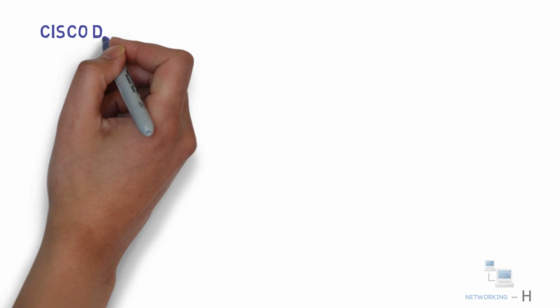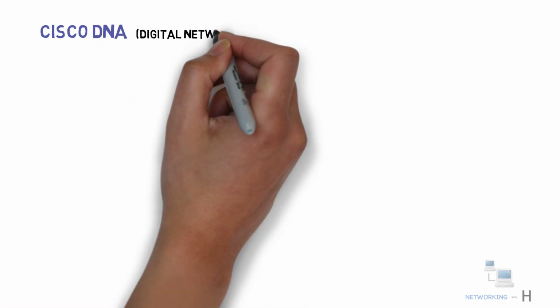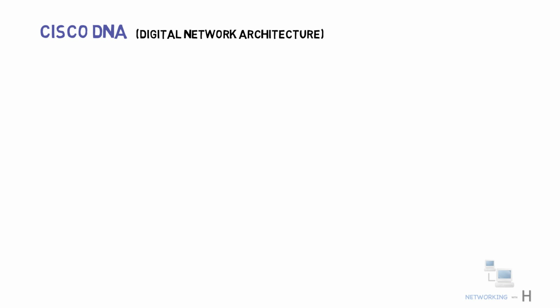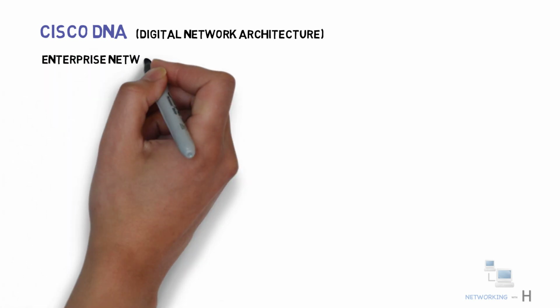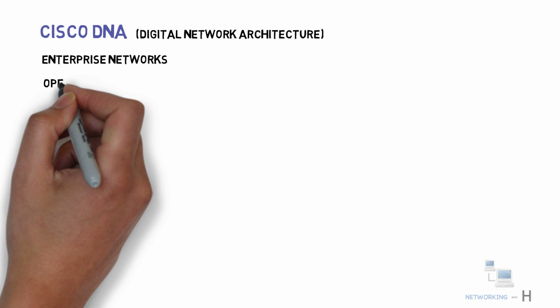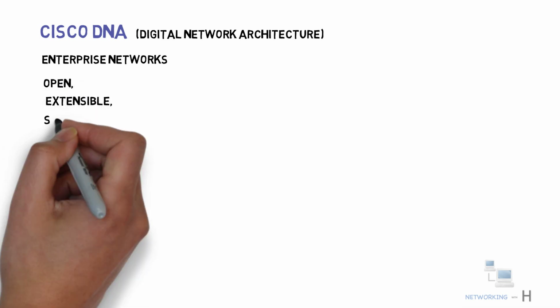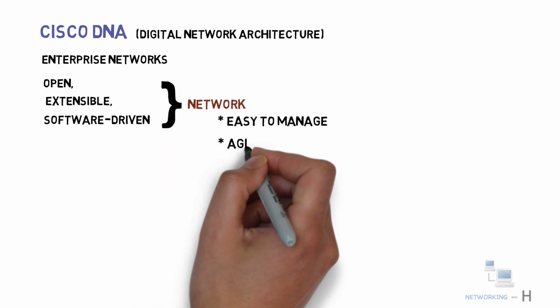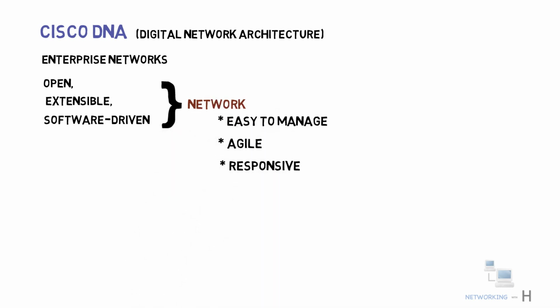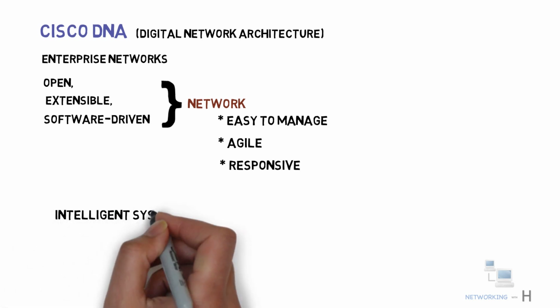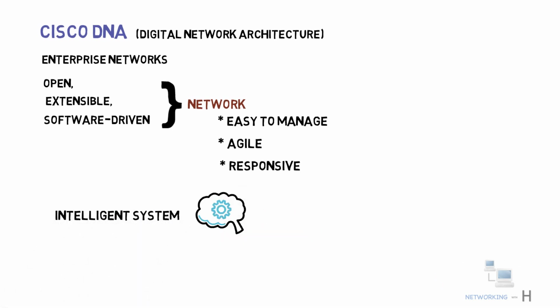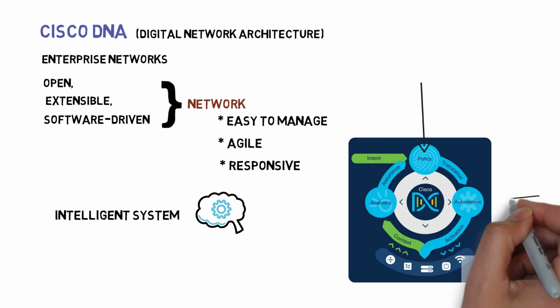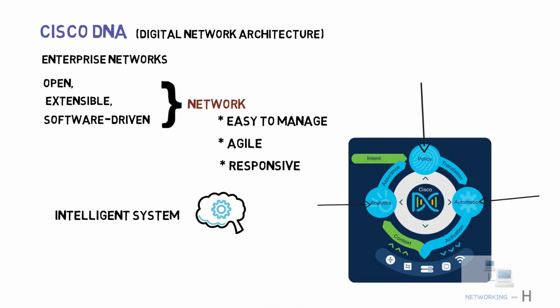Cisco DNA, also known as Cisco Digital Network Architecture, is Cisco's architecture for enterprise networks. It provides an open, extensible, and software-driven approach that makes the network simpler to manage, more agile, and responsive to business needs. Cisco DNA is an intelligent system that encompasses policy, automation, analytics, and open platform capabilities to deliver on all required aspects of an intent-based network.